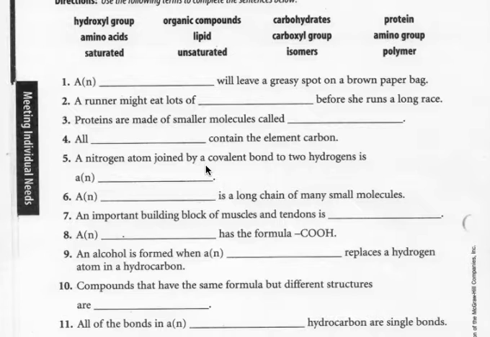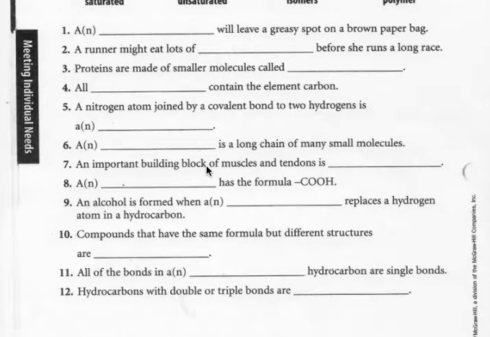Number 9, an alcohol is formed when a blank replaces a hydrogen atom in a hydrocarbon. Number 10, compounds that have the same formula but different structures are blank. 11, all of the bonds in a blank hydrocarbon are single bonds. Number 12, hydrocarbons with double or triple bonds are blank. Now I went through it blank that time just so you could see if any of those quick definitions that you've read through once come to mind as the answers for these.